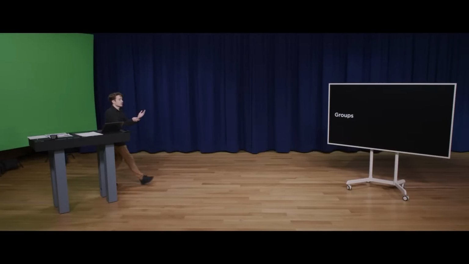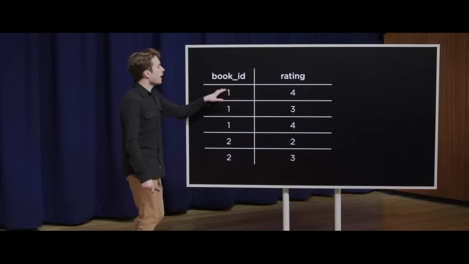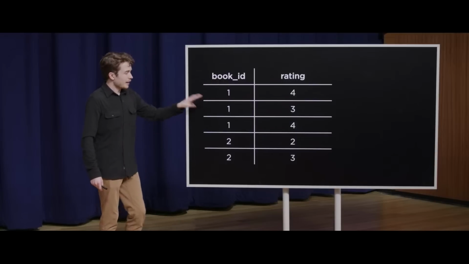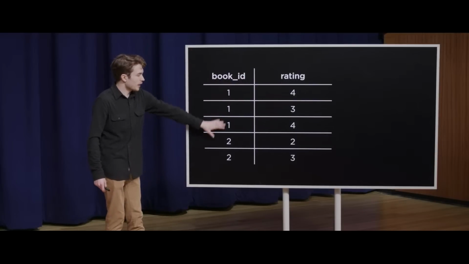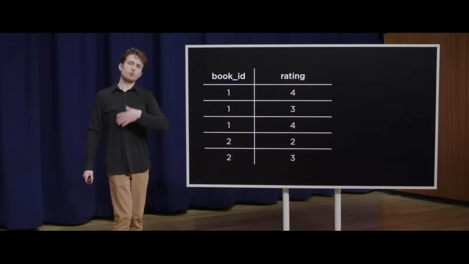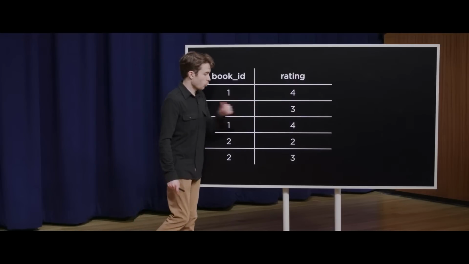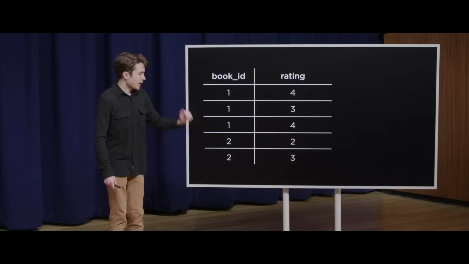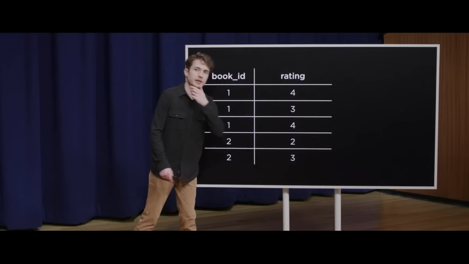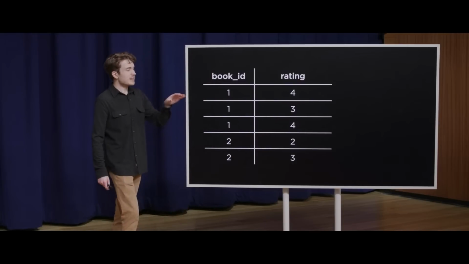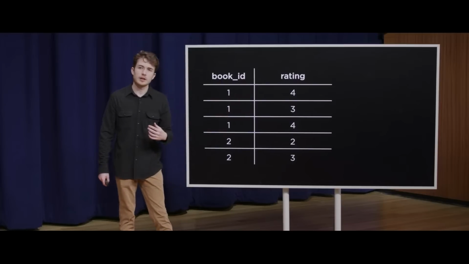You could imagine that I have my ratings table, and in this ratings table, I have book IDs, and I also have ratings. Here, I see that the book ID of 1 has several ratings from people who gave the book a rating. It has 4, 3, and 4. And similarly, book ID 2 has 2 ratings from folks, 2 and 3. Now, I want to find the average rating across these ratings for each book ID.